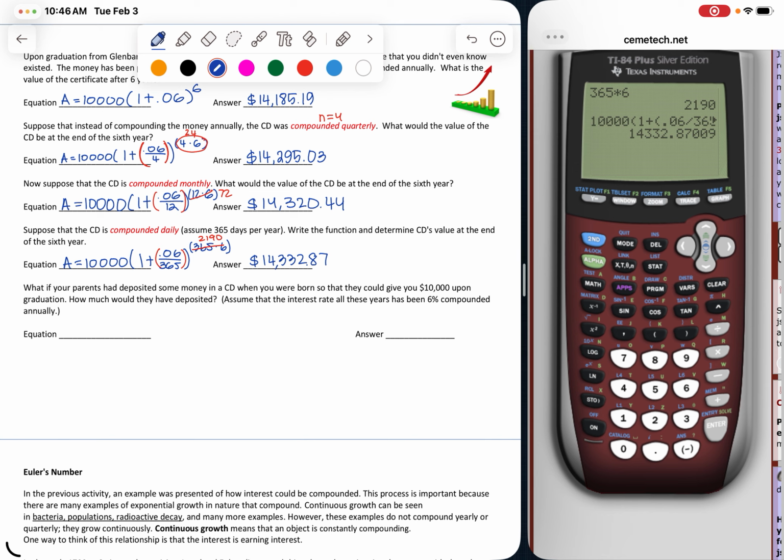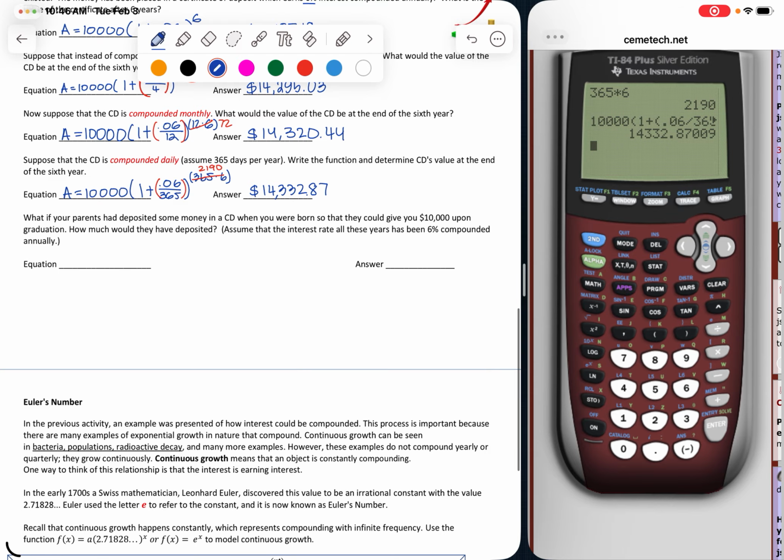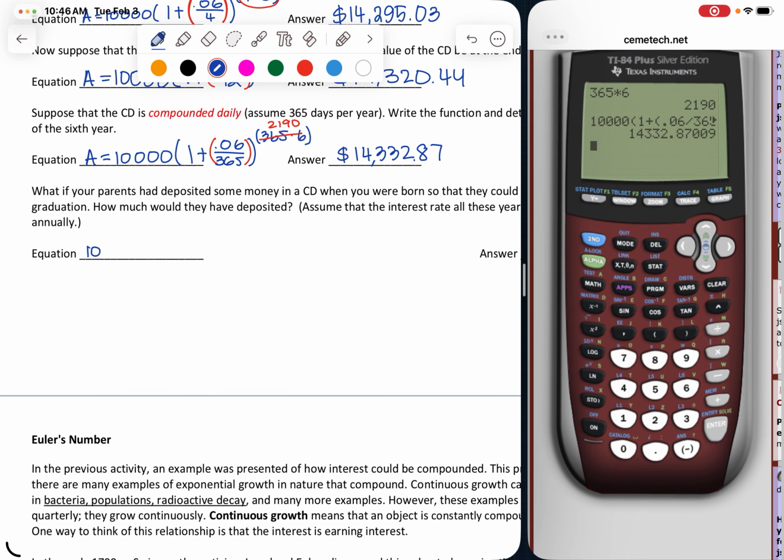But then we have this question. What if your parents had deposited some money in a CD when you were born so that they could give you $10,000 upon graduation? How much money would they have had deposited, assuming that the interest rate all these years had been 6% compounded annually? Okay, so let's go ahead and figure this out. The final amount that they wanted to give you was $10,000. We want to know how much money they would have to deposit and then compound annually. So 1 plus our rate, which is 0.06. We don't have to divide by 1 and bring to the first power. And then how many years has it been since I was born? 18 lovely years.